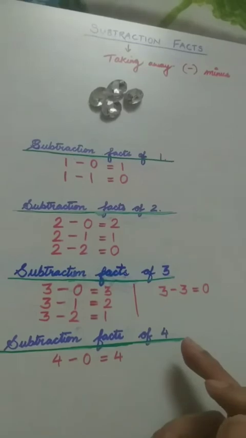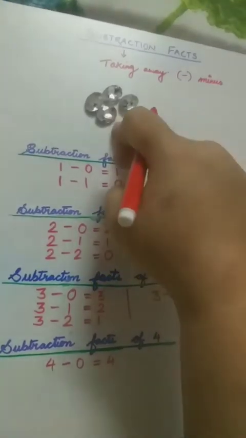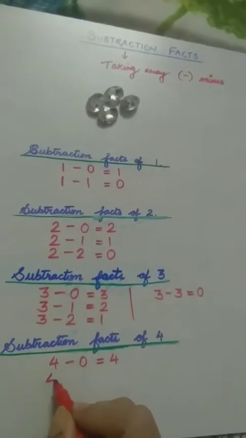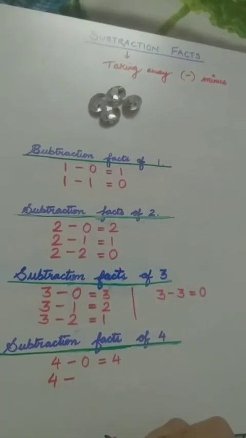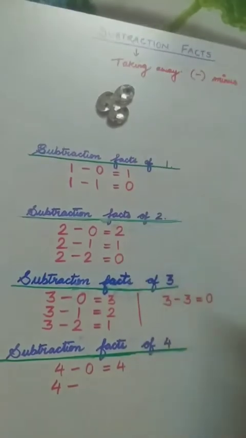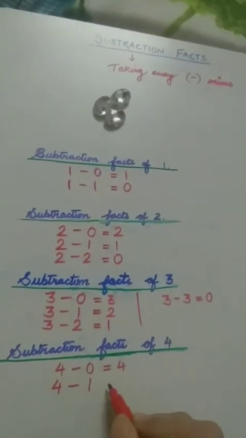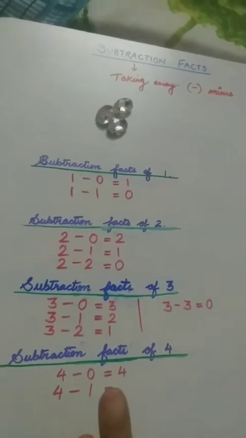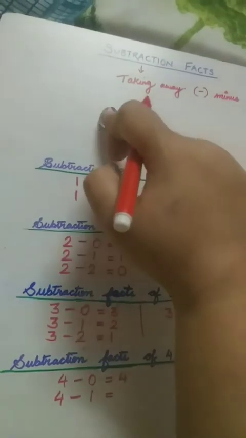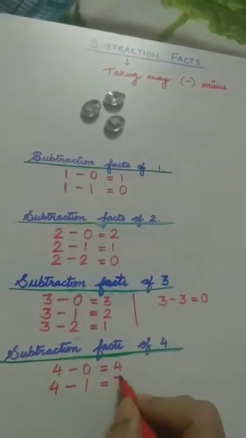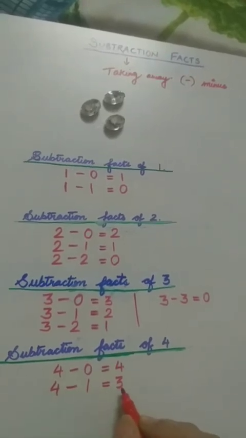Now let's do our second subtraction fact of 4. So we have 4 buttons over here. So we will write here 4 minus, now we will remove 1. So from 4 I have removed 1. So how many are left? So 4 minus 1 is equal to 3.